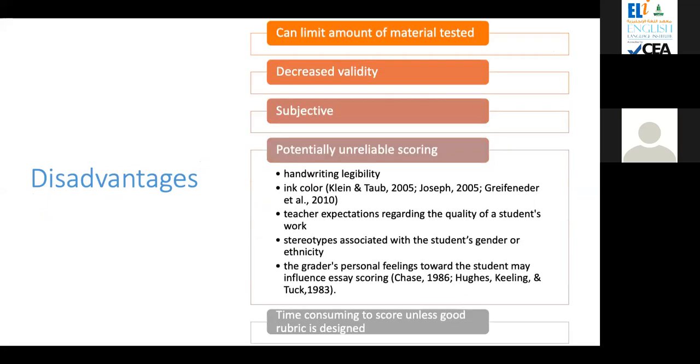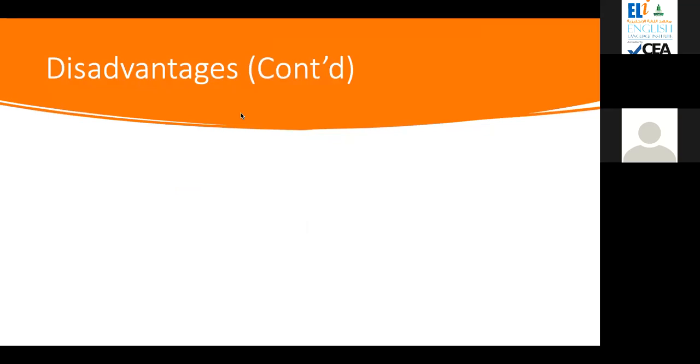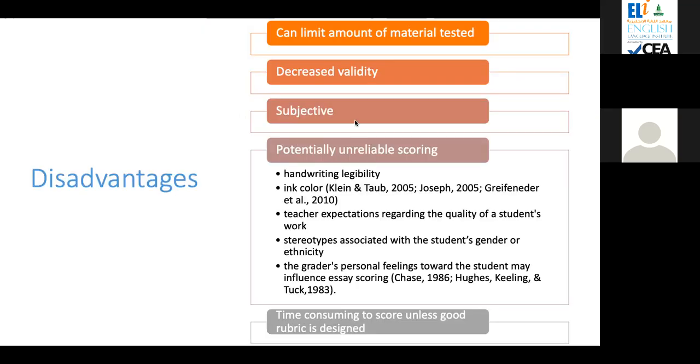Now, let's look at some disadvantages that are also involved in essays. So let's look at "can't limit amount of material tested." This is basically a first drawback, or we can say limitation, of essay exams: we can't test a vast variety of material. Obviously, when we are testing through essay exams, we need to keep the material short so that students can prepare that material in an effective way. So here, the testing is more in a vertical direction as compared to horizontal, because we can't.